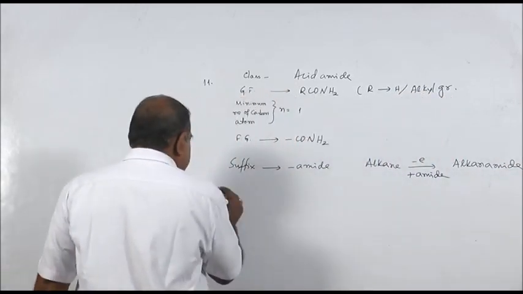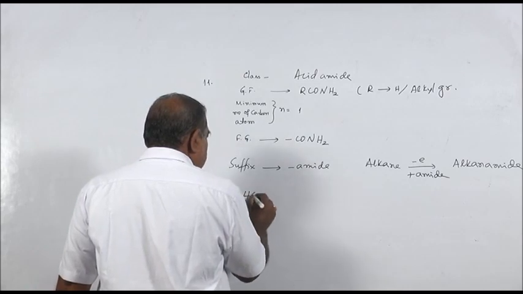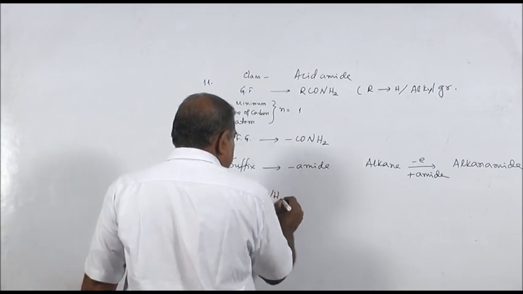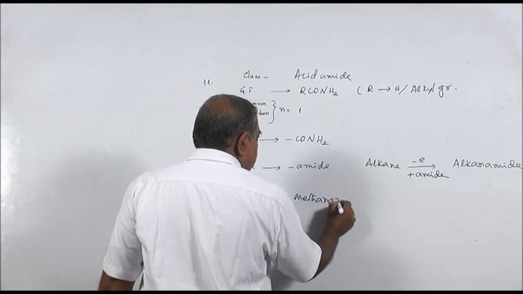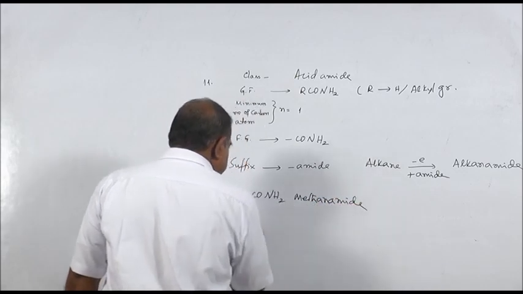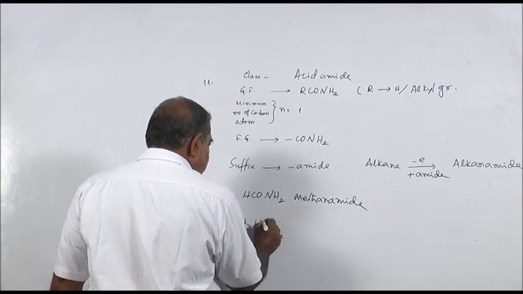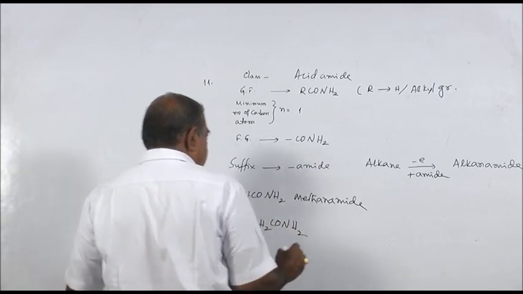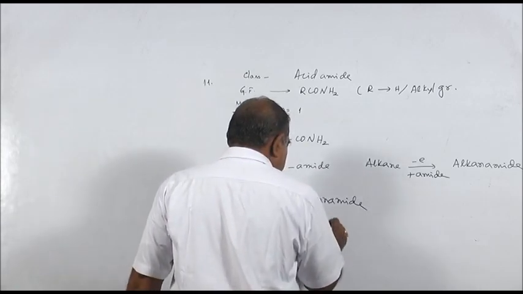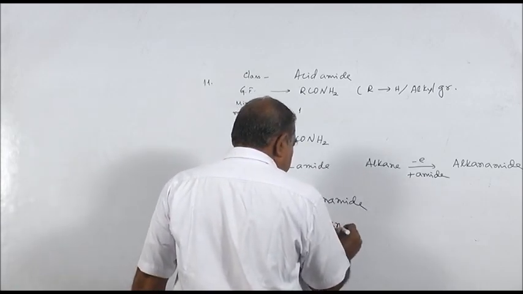Let us take a few examples. HCONH2, this is methanamide. CH3CH2CONH2, there are 3 carbon atoms, so it is propanamide.